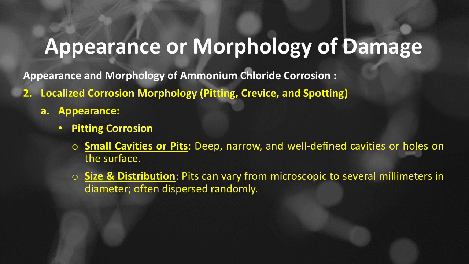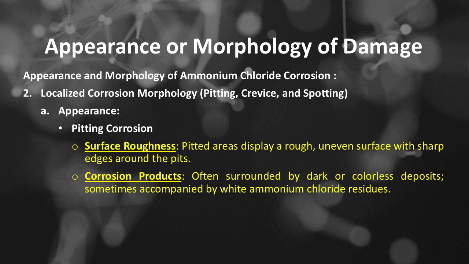The key forms include: A, pitting corrosion, small cavities or pits, deep, narrow, and well-defined cavities or holes on the surface. Size distribution: pits can vary from microscopic to several millimeters in diameter, often dispersed randomly. Surface roughness: pitted areas display a rough, uneven surface with sharp edges around the pits. Corrosion products: often surrounded by dark or colorless deposits, sometimes accompanied by white ammonium chloride residues.